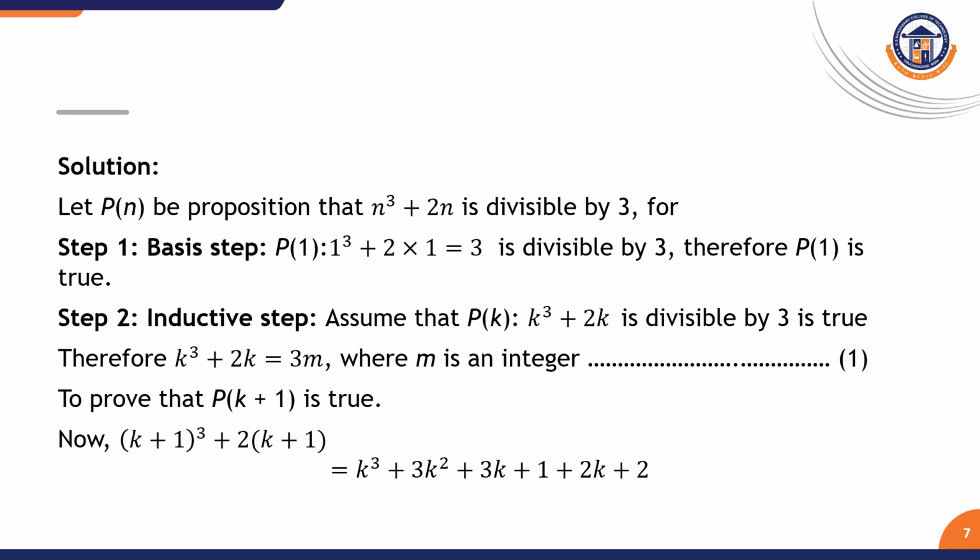In the inductive step, assume that P of k is true. It means replacing n by k, so k cube plus 2k is divisible by 3. Now we are going to write it in a notation form. If any term is divisible by 3, automatically we say that it is a multiple of 3. So we can write it as k cube plus 2k is equal to 3 into m. To prove that P of k plus 1 is true, in this step we just replace k by k plus 1 and we apply the a plus b whole cube formula and expand this.